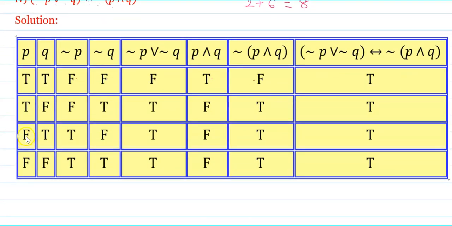First, write down P: T, T, F, F. Q: T, F, T, F. Negation of P: negation of T is F, negation of T is F, negation of F is T, negation of F is T. Negation of Q: negation of T is F, negation of F is T, negation of T is F, negation of F is T.